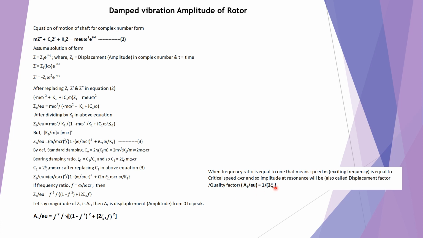When frequency ratio is equal to 1, that means the exciting frequency omega is equal to the critical speed, and so amplitude at resonance, also called displacement factor or quality factor, is equal to A1 upon EU, which is equal to 1 upon 2 zeta 1. So it depends only on zeta 1.